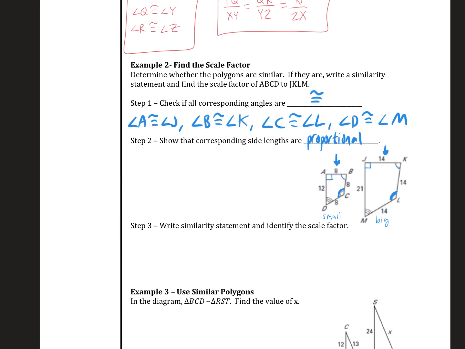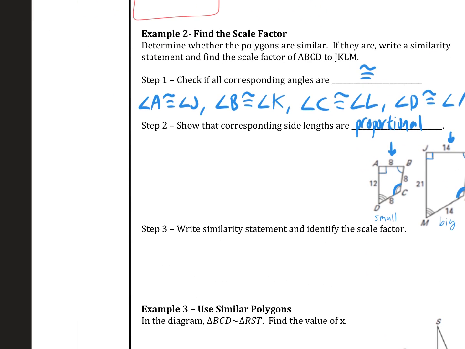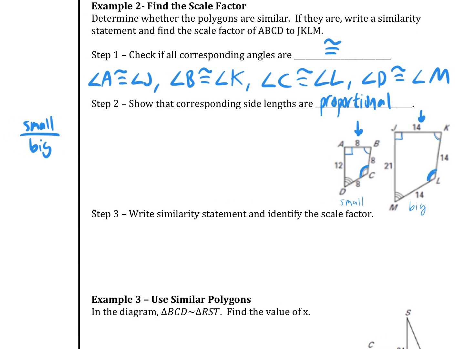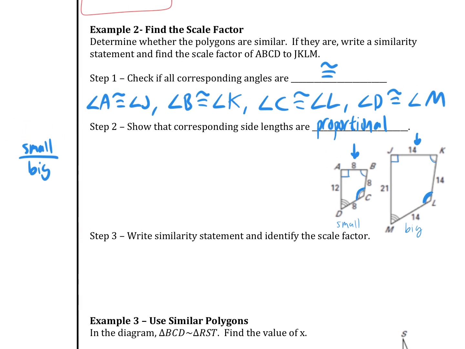So down here, let's do small over big, okay? Let's do small over big. I think that makes it easy. So small to big is how we're going to compare these here, all right? So let's go ahead and do this. Let's start with AB, right? We're talking about this right here.